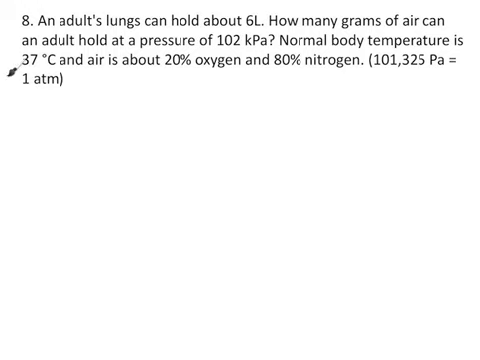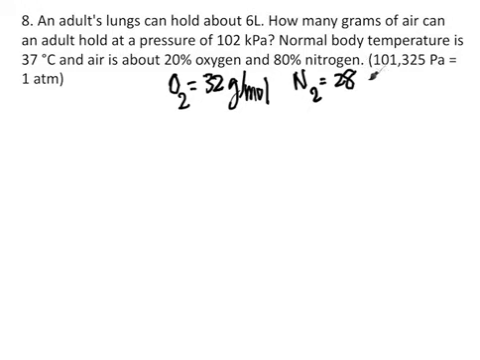So first, let's determine the molecular weight of air. Oxygen gas is 32 grams per mole, right? 2 times 16. Nitrogen is 28 grams per mole, right? 2 times 14. Okay, so air is about 20% oxygen, 80% nitrogen. So let's do 32 grams per mole times 0.2. That gives us 6.4 grams per mole.